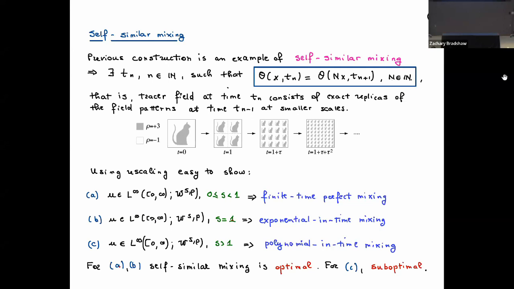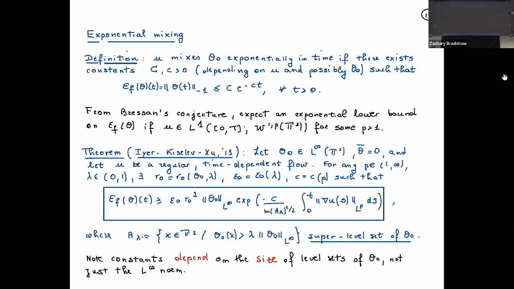Okay, in the case where you control one derivative in L^p. So that's what I would call exponential mixing. So I would say that you mix exponentially if there are constants, which of course depend on u and possibly also on the initial condition, such that the mixing scale, and I will take the functional mixing scale, as I said this morning, decays exponentially in time.